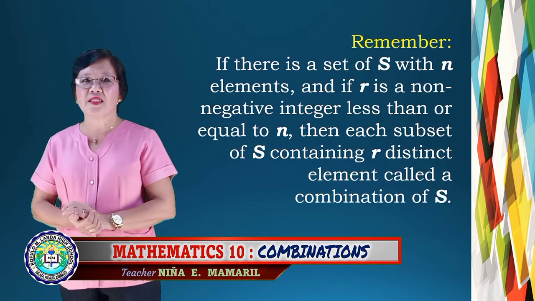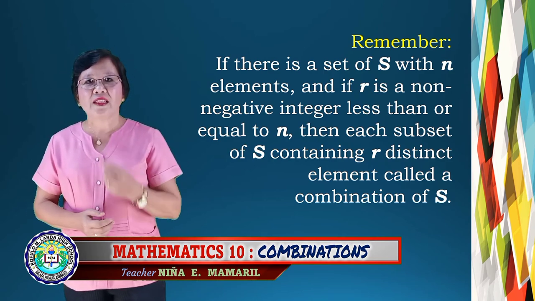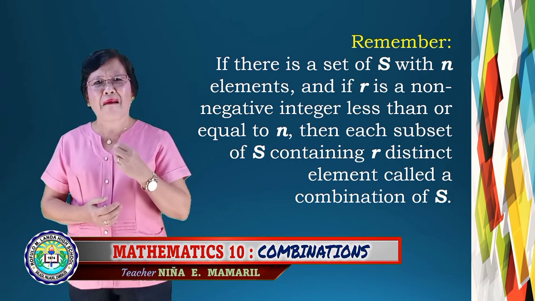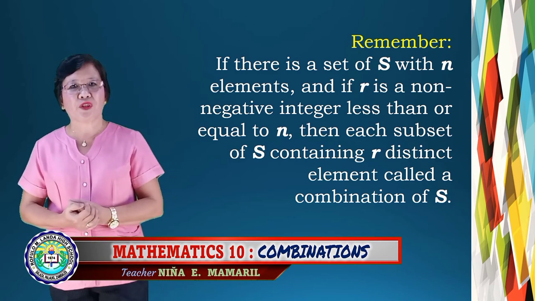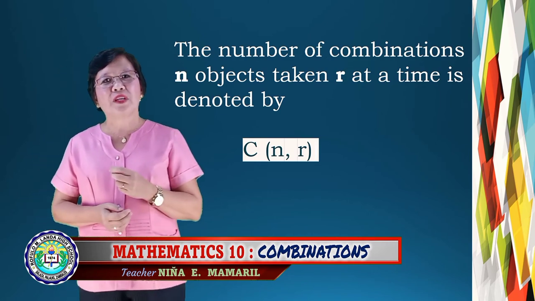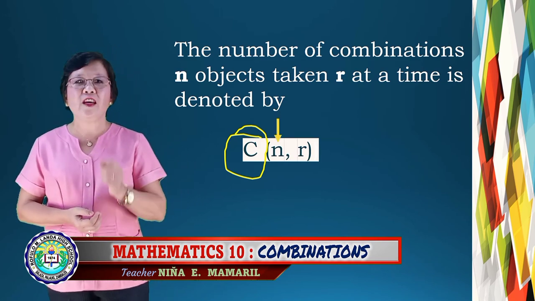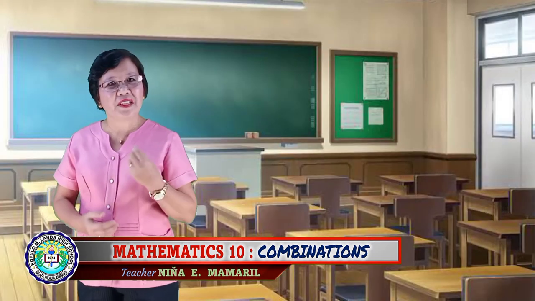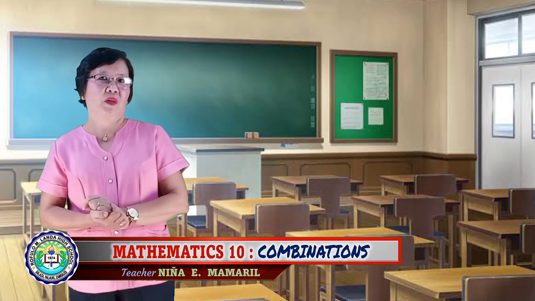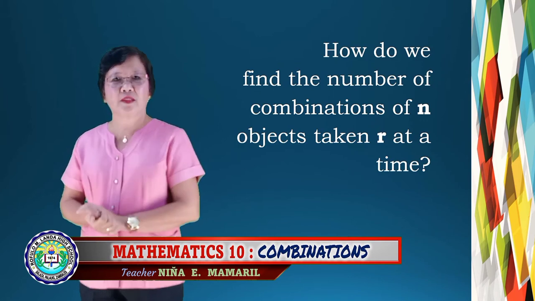Remember, if there is a set S with n elements, and if r is a non-negative integer less than or equal to n, then each subset of S containing r distinct elements is called a combination of S. The number of combinations of n objects taken r at a time is denoted by this given notation: C(n, r), where n is the number of objects and r is taken at a time. In our discussion, we will use the given notation. That's what I discussed a while ago. Okay? Let us have this one. How do we find the number of combinations of n objects taken r at a time?